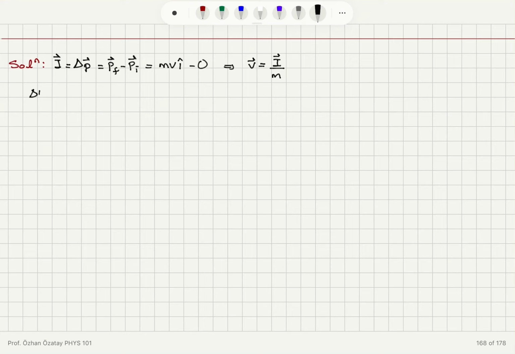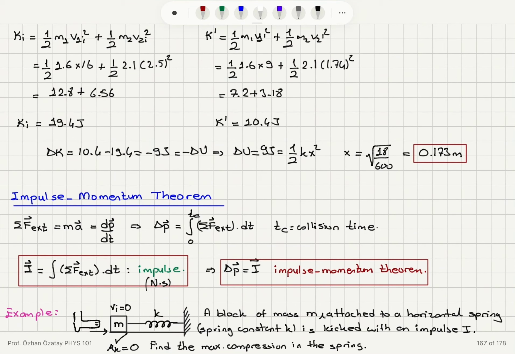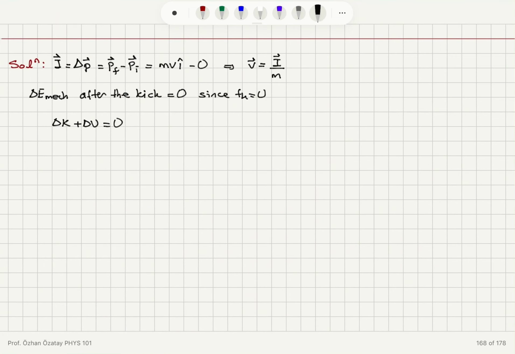Now there is no change in the mechanical energy of the system after the kick, because after the kick I have no friction acting on the system, no non-conservative forces. So the change in kinetic energy plus the change in potential energy will be 0. During the kick, I apply the impulse-momentum theorem. After the kick, I apply mechanical energy conservation.